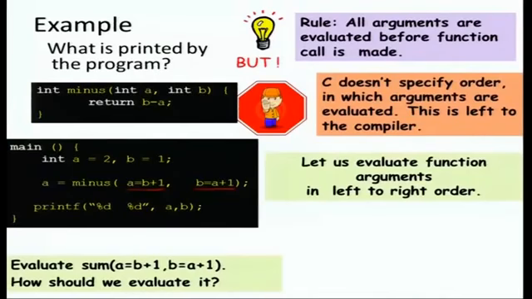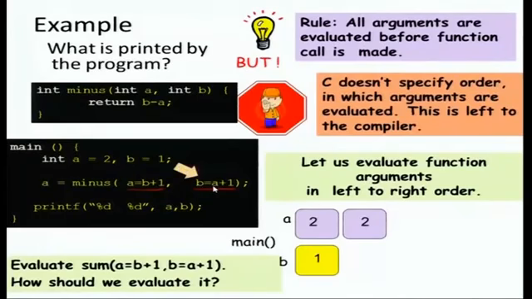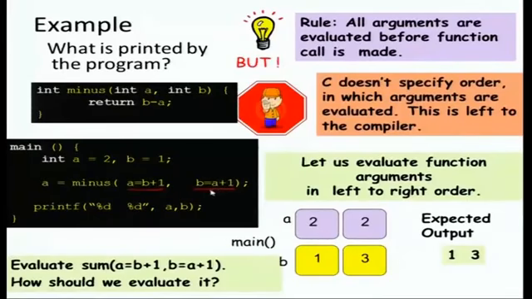So, let us evaluate it first in left to right order. So, this expression first and then b equal to a plus 1. So, what will happen then? A equal to b plus 1, b is 1. So, a will get the value 2, b equal to a plus 1 will be executed after that, a is now 2. Okay. So, b will get the value 3. Now, you execute minus. So, you will return 3 minus 2 which is 1 and b has value 3. So, this is the expected output.